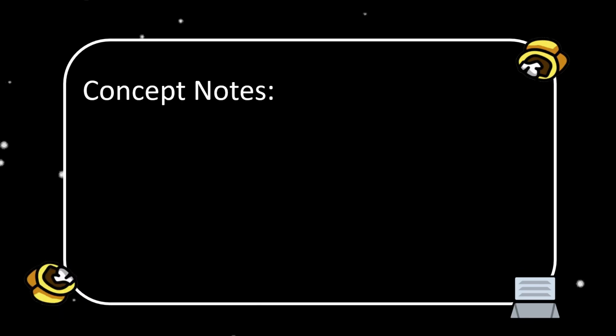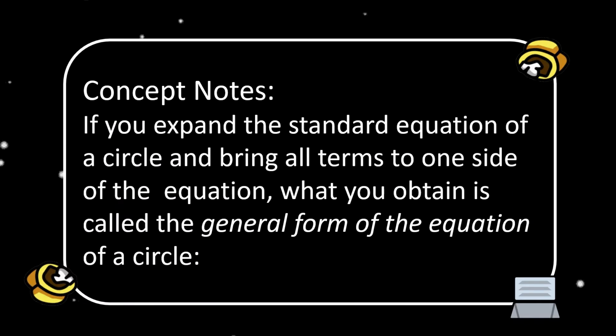So we have here the concept notes. If you expand the standard equation of a circle and bring all terms to one side of the equation, what you obtain is called the general form of the equation of a circle.